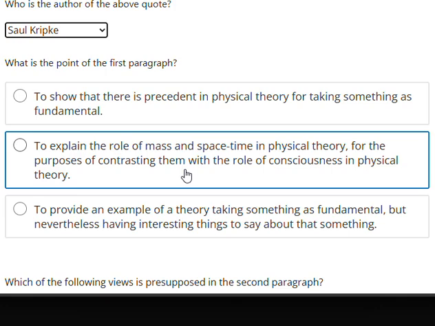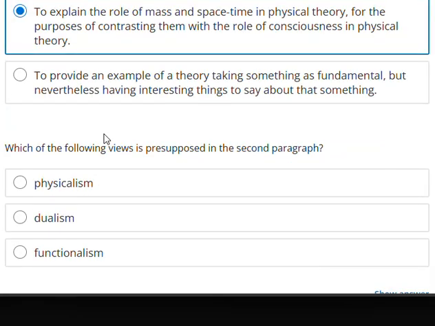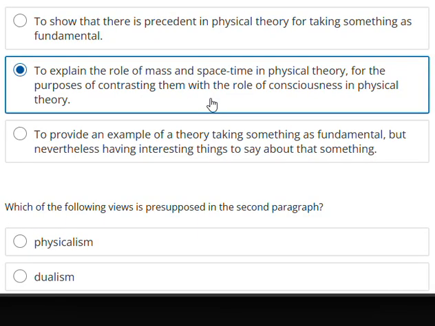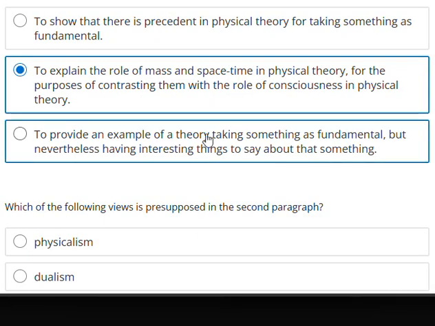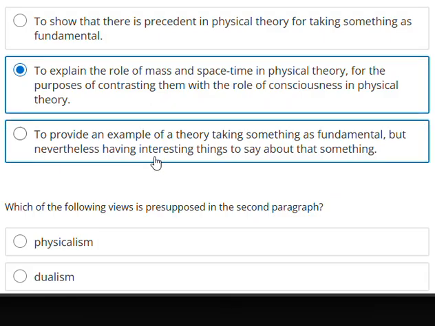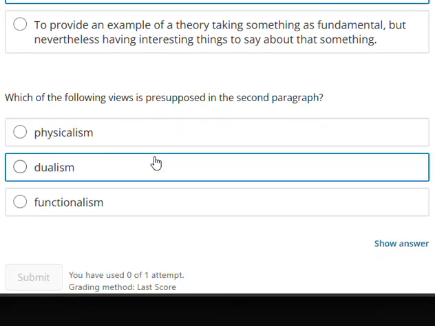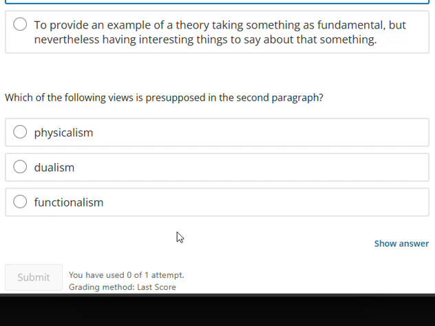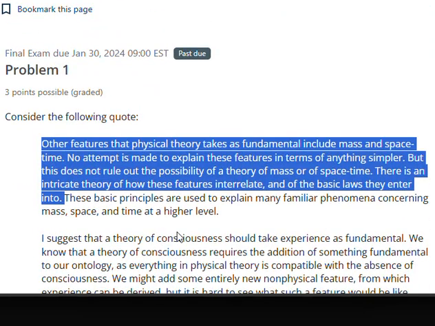What is the point? To show that there's a precedent in physical theory to explain the role of mass and space-time? I think it's this one. Which of the following? So this one is more specific for purposes. So this one is correct. This one seems more specific. This one seems less specific, general. Which of the following views is presupposed in the second paragraph.